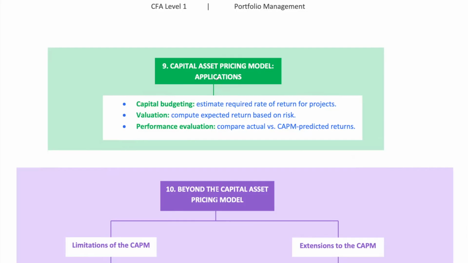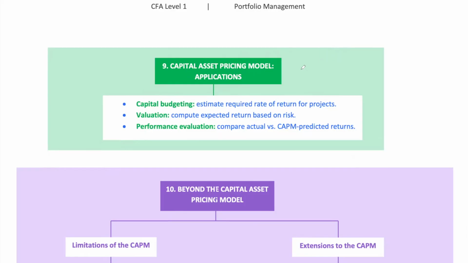Now, remember, the whole point of CAPM is to tell us what kind of return an investor should expect for a given level of systematic risk. So yeah, in real life, the actual return may bounce around a bit. Markets are messy, right? But CAPM gives you the benchmark. It tells you, given this level of risk, here's what you deserve to earn.